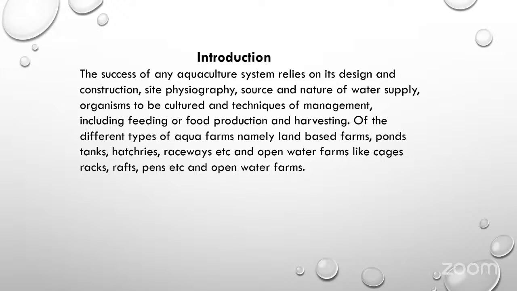To introduce this topic, the success of any aquaculture system relies on its design and construction, site physiography, source and nature of water supply, organisms to be cultured, and techniques of management, including feeding or food production and harvesting. Of the different types of aqua farms, namely land-based farms like ponds, tanks, hatcheries, raceways, etc., and open water farms like cages, racks, rafts, pens, etc.